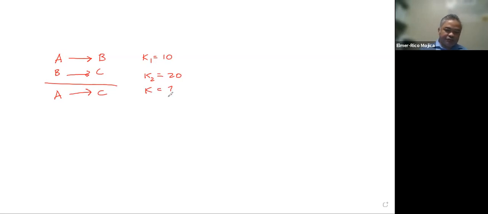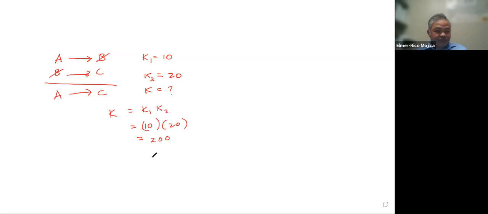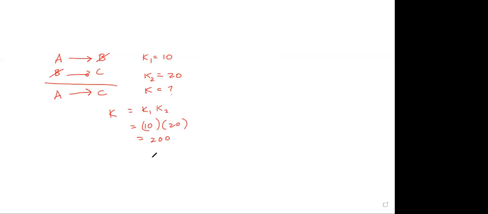So let's say you have a question. So what is the K value that you have? Because if you're going to look at the equation here, you have this one, you have this one. So your K value there is just equal to K1 times K2, which is equal to 10 times 20, which will give you what? That's 200. Is that 200? Yes. Okay.